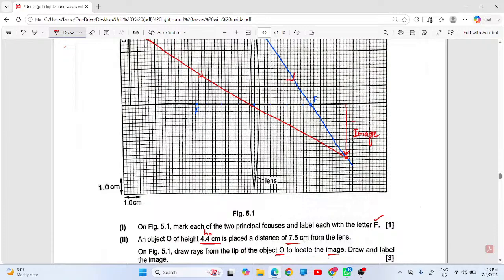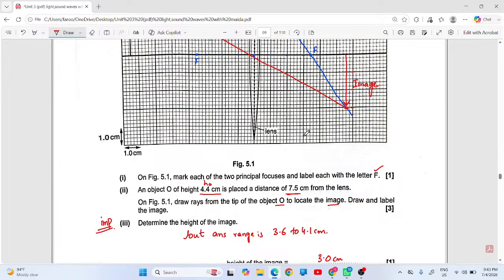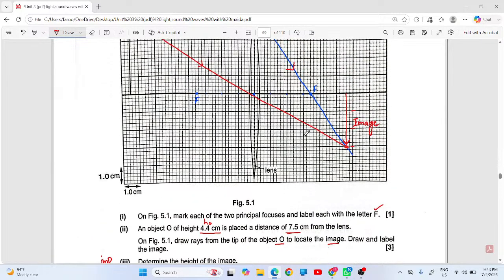Height हम कैसे find करेंगे? Simple. ये देखें, यहाँ से आपने boxes काट लेने हैं. First box 1, 2, almost 3 आ रहा है मेरा. ठीक है, almost 3 आ रहा है. Maybe ये अभी क्योंकि स्केल डायग्राम नहीं है, आंसर जो है बच्चे वो क्या दिया हुआ है, answer range is 3.6 to 4.1 centimeter.